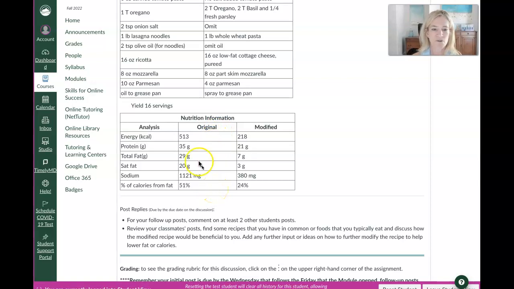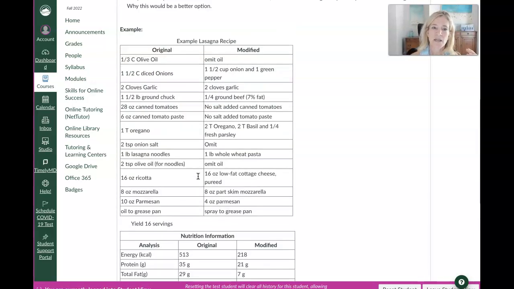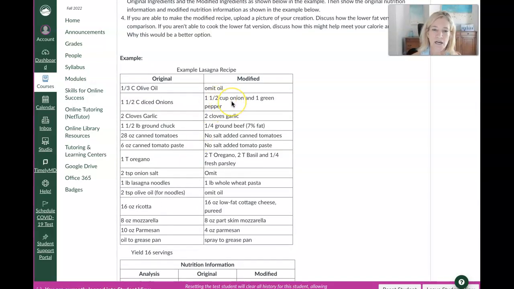Really what I'm shooting for on this nutrition information: calories, protein, grams of fat, saturated fat, sodium, particularly because for this chapter, we're talking a little more about heart disease. And then what I want you to do is go back in there and look at how you can modify this recipe to decrease the fat content.